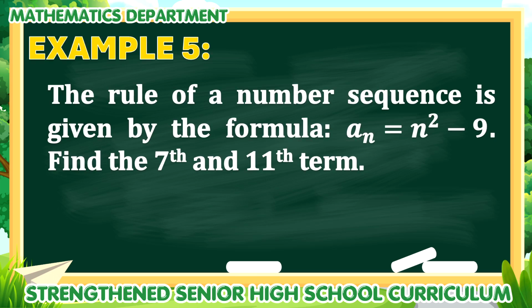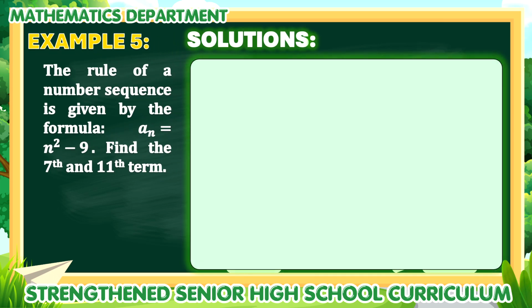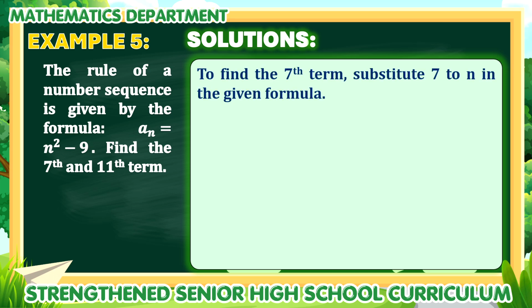For example number 5, it is similar to our example number 4. So we are given here the rule of the sequence, which has the formula a sub n equals n squared minus 9. And then we need to find our 7th and our 11th term. All right, so to find our 7th term, we just need to substitute 7 for n in our given formula, a sub n equals n squared minus 9. So each n that you see in this formula will be replaced with 7.